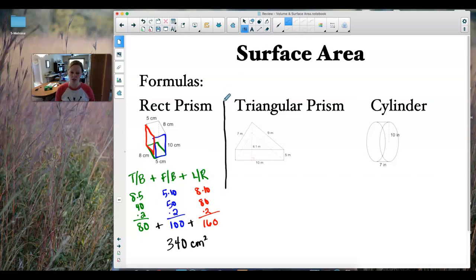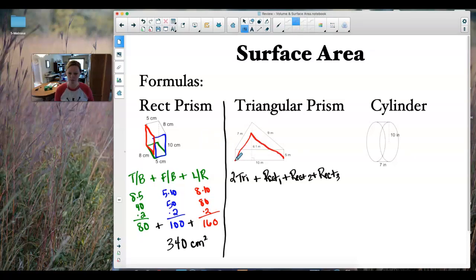Okay, on to the triangular prism. So the triangular prism, we don't have all rectangles. We have some triangles in there along with some rectangles. So our process changes just a little bit. Remember, we have the 2 triangles plus, let's call it rectangle 1, rectangle 2, and rectangle 3. And we need to find all of those things and add them together. So let's start with the triangle. The triangle is here on the bottom, in which we need to do base times height divided by 2.